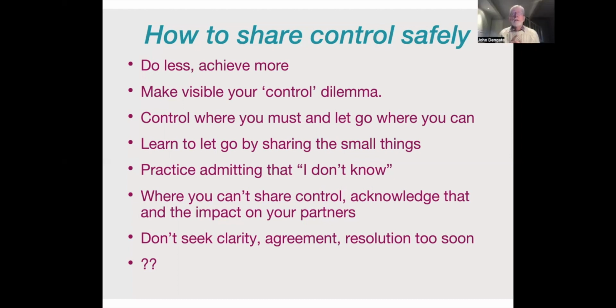Just that second point, Stuart, make visible your control dilemma. I think sometimes acknowledging where you're at is part about vulnerability. This is about being able to say, I don't know, I'm not quite sure how to do this. I think I might over control this, so I want you to tell me, or here's my dilemma. I don't want to over control, but I want to help you. How can I do it?